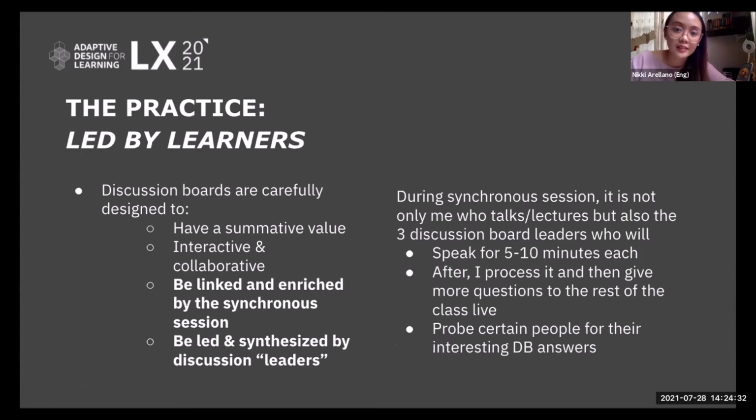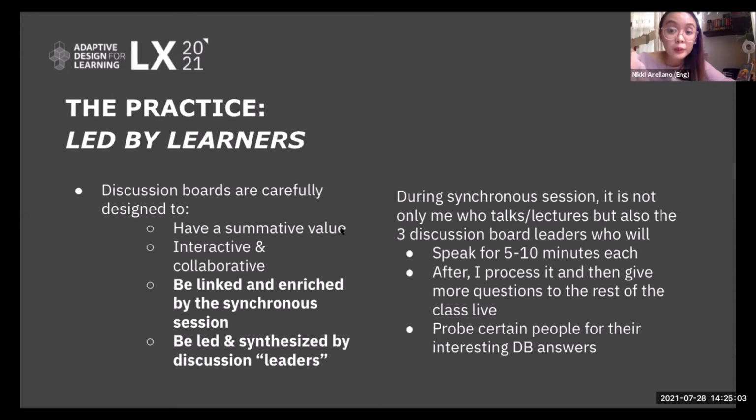And when we go to the synchronous session, they are given a few minutes to talk about their summary and synthesis. So during the synchronous session, I'm not the only one who talks or lectures or repeats. Usually, we repeat what we say in the modules, or ask them, what's not clear, things like that. It's not only me, but I have 3 other students who are also lecturing, or who will be speaking for 5 to 10 minutes about the discussion boards that they're assigned to.